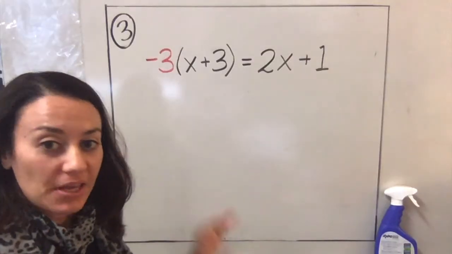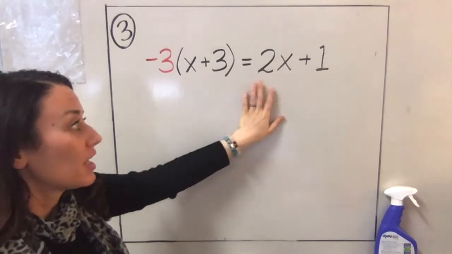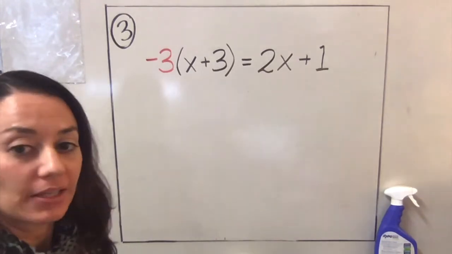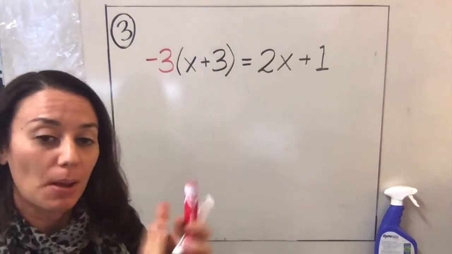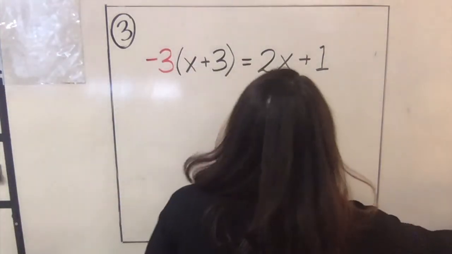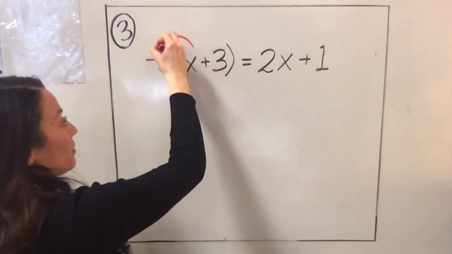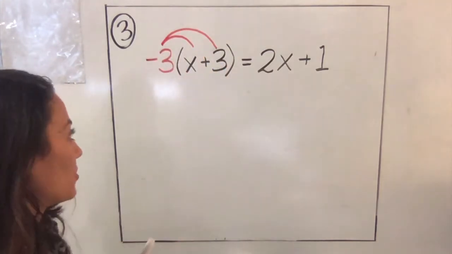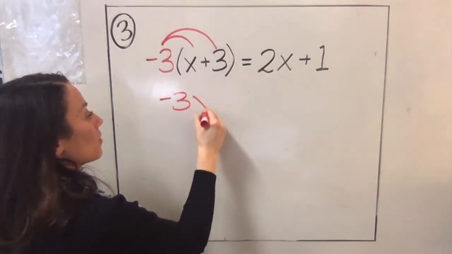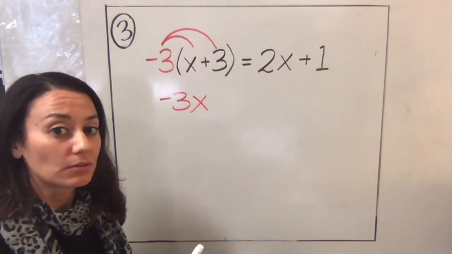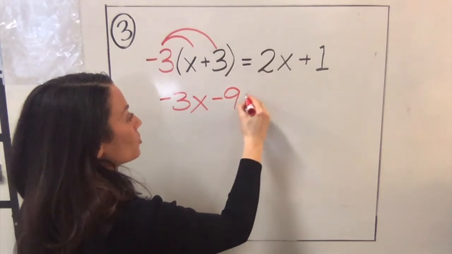Okay, number 3 says negative 3 times the quantity of x plus 3 equals 2x plus 1. All right, so we're going to work with parentheses first. We're going to distribute, multiply. And when we distribute negative 3 times x, we're also going to distribute negative 3 times 3. So make sure you make that little symbol. What is negative 3 times x? It's negative 3x. What's negative 3 times positive 3? Negative times positive is negative. So it's negative 9. Good job.